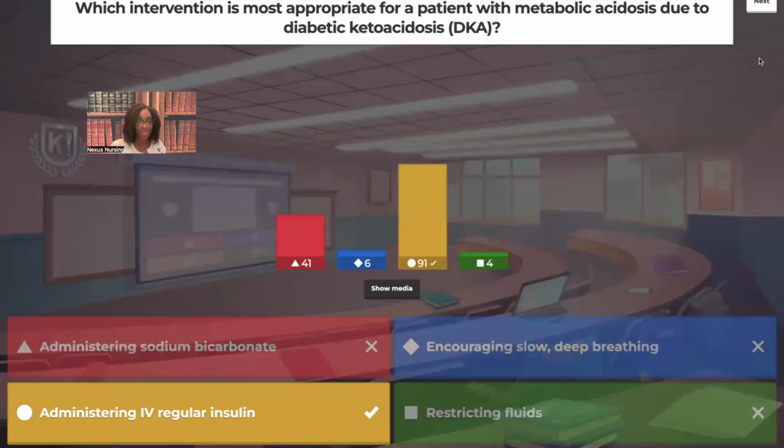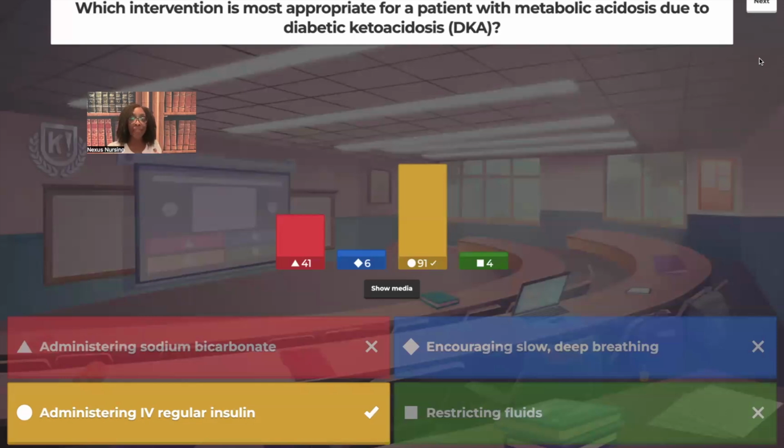Very good. You're going to give IV insulin. That is a correct answer. So here's the thing. In the question where they tell you the patient has metabolic acidosis due to whatever comes after that "due to," and this goes for all nursing questions, whatever comes after "due to" is your real problem. That's what you're attacking. So when you're taking these nursing exams, it's going to be something else.